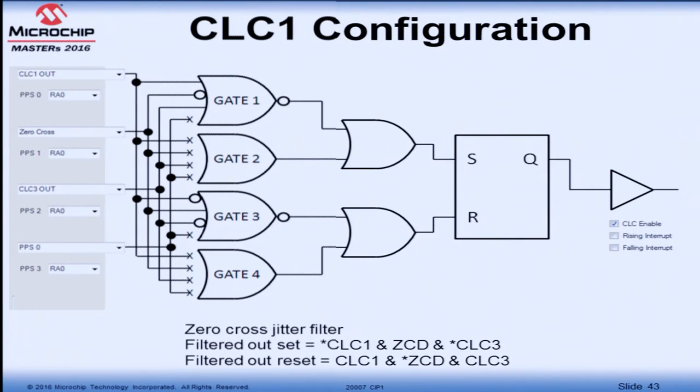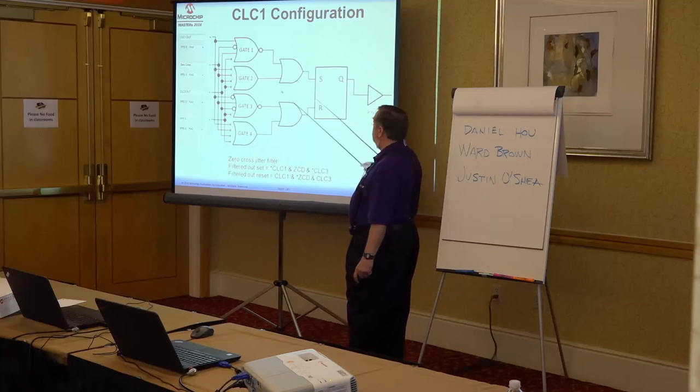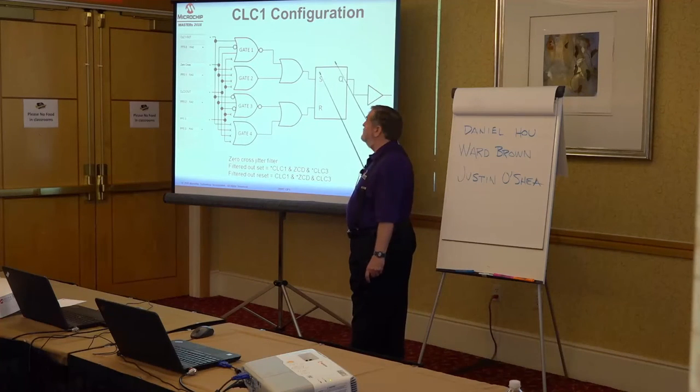Here's the implementation. This is actually a picture before we had MCC. We had a CLC configuration tool, and this is taken from that. So you can see here, now, if you recall, it was supposed to be two AND gates, but we don't have AND gates in the inputs here, and I need this SR flop. So this is one of the 8 configurations I can select.